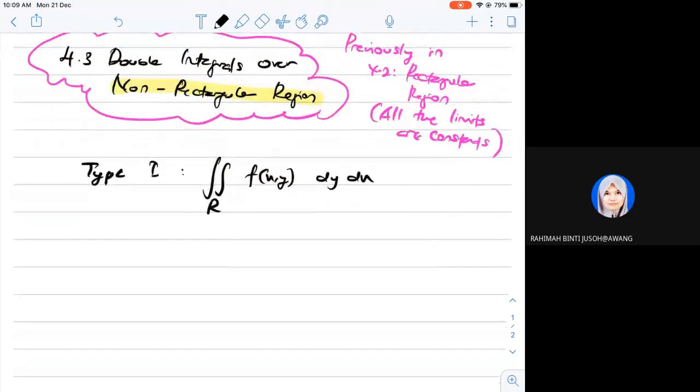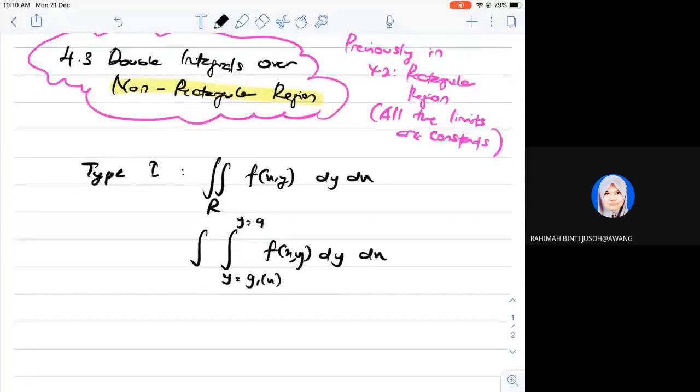Okay, but now the limit of y here should be in terms of function. So we have y equals to, let's say, a function g1(x), and then y equals to g2(x). Okay, so we have functions for the inner limit.